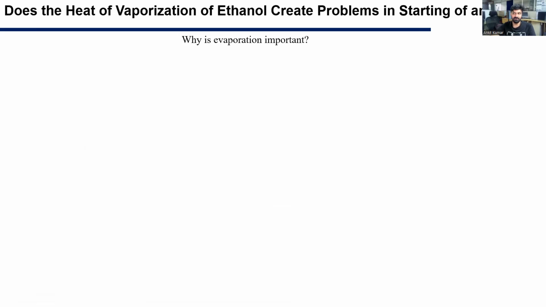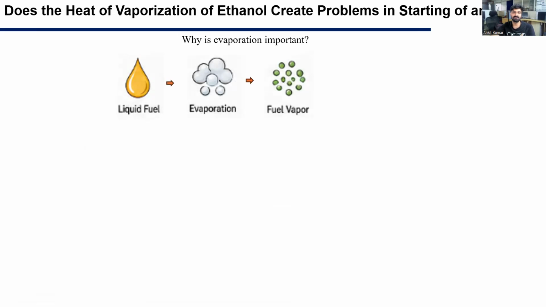So why is evaporation important? Ethanol or petrol that we use in the engine is a liquid fuel, and this liquid fuel gets evaporated inside the engine, creating fuel vapor. Once it creates the fuel vapor, the spark plug creates the spark, and the combustion of this fuel vapor takes place inside the engine. Due to this combustion, the piston is pushed outward, the crank rotates, and the movement of the vehicle takes place.